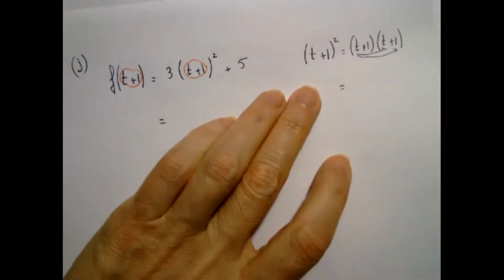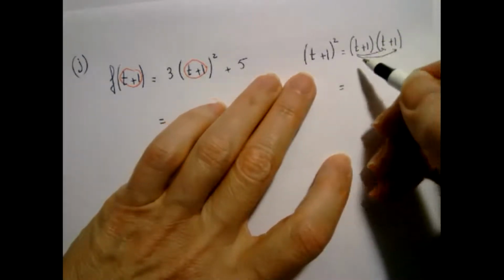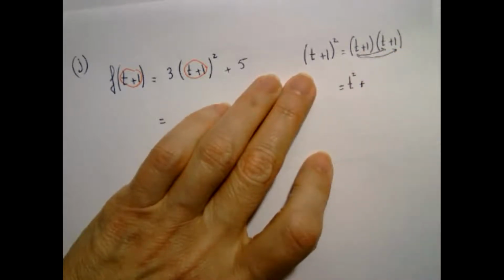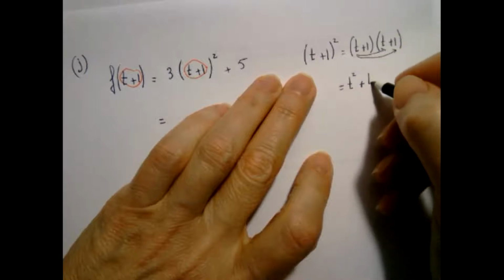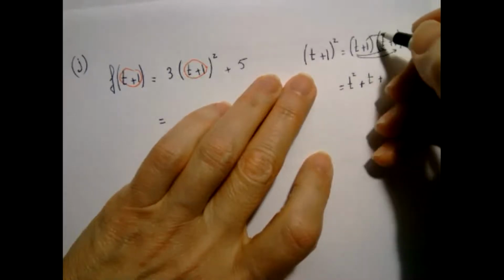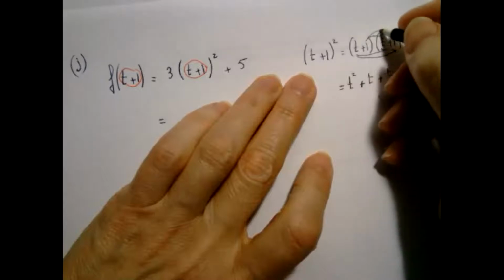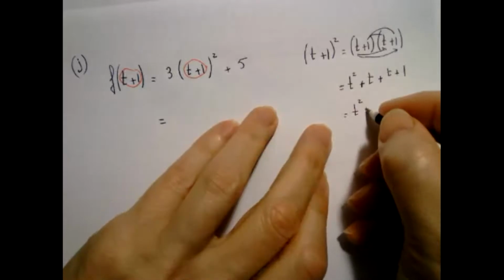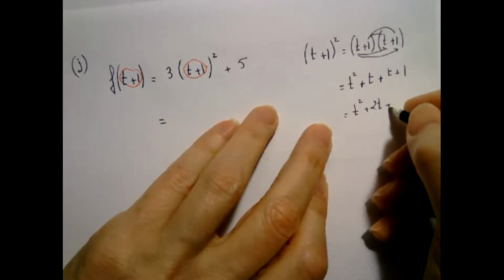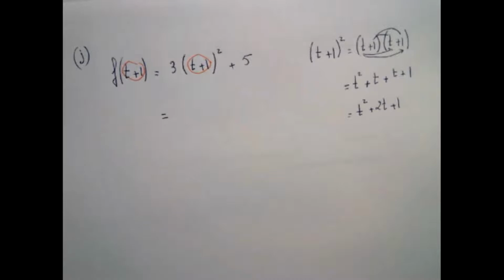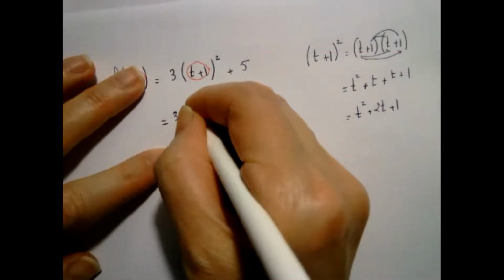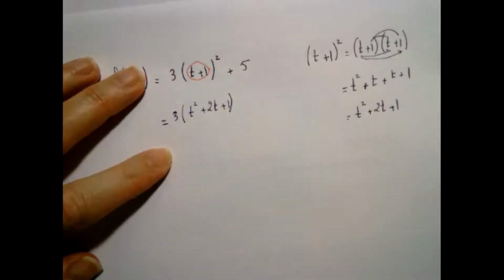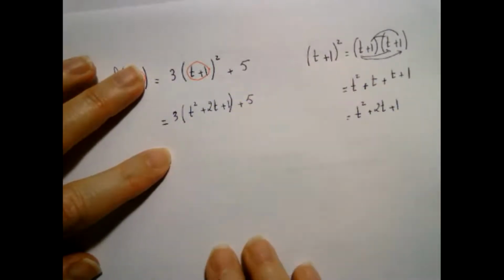I'm going to distribute, or FOIL, whatever you guys call it, but I prefer distribute. T times t is t squared, plus t, plus, I keep distributing, plus t plus 1. So it's not t squared plus 1. It's t squared plus 2t plus 1. Be very, very careful. Don't jump. It's absolutely not t squared plus 1. Plus the 5.